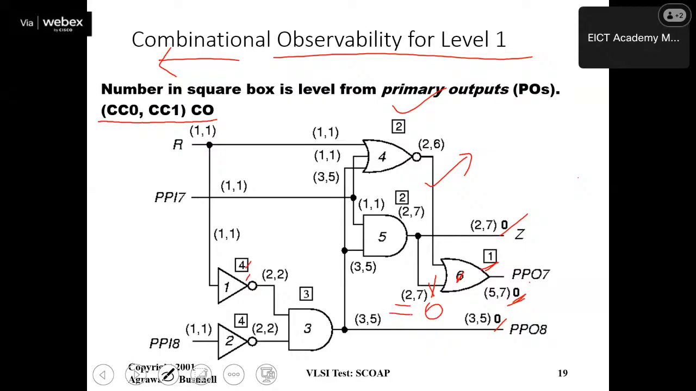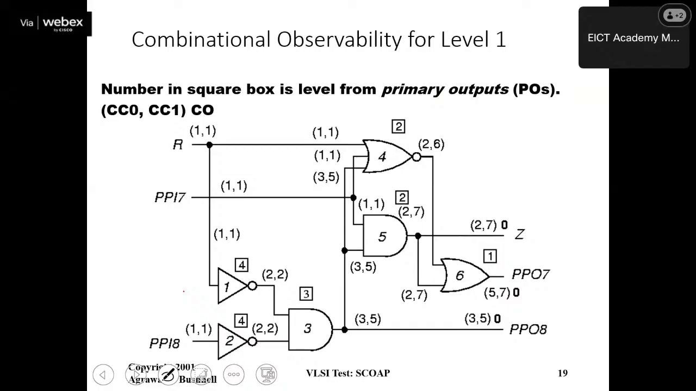So here CC0 is what? 2 plus 1 because of the level change, and plus this is already 0. So I will be having 3 as the observability of this branch. I can put it here, 3. Likewise, because this is 2, vice versa, there is no need to calculate. I'll find that 3 only. So that is 3 and 3.